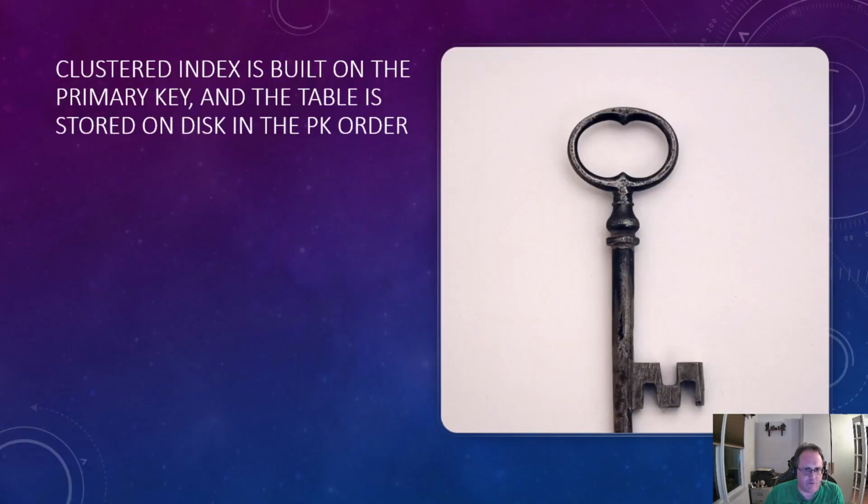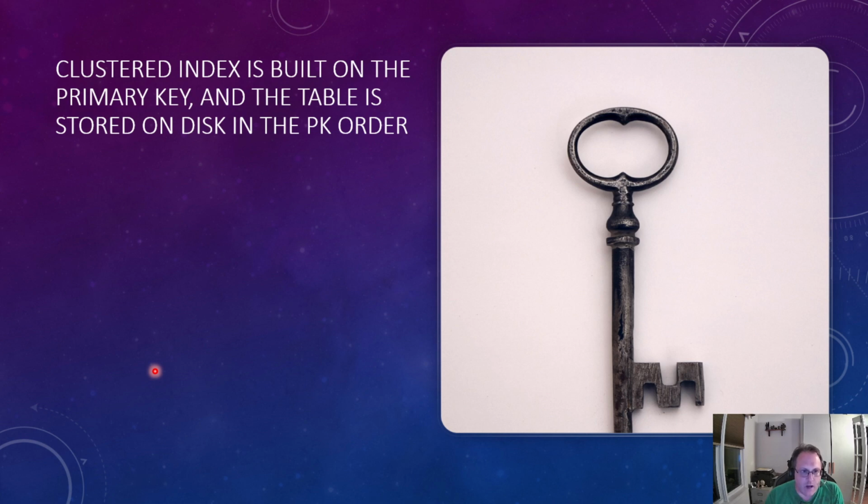All right, so I'm going to start off with the clustered index. The clustered index is built on the primary key. See what I did there? The table is physically stored on disk in the primary key order. So whenever you save or update your table, it's written onto disk in primary key order, which is why whenever you do a select star from a table and you don't give it a sort or an order by option, it automatically orders in primary key fashion because it's the way it read it from disk.